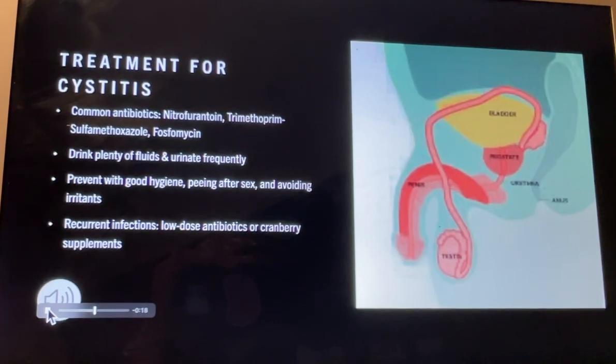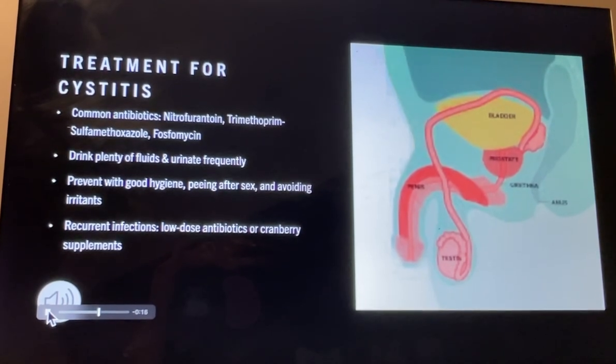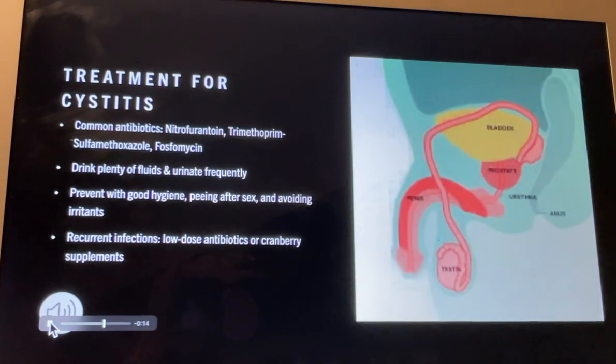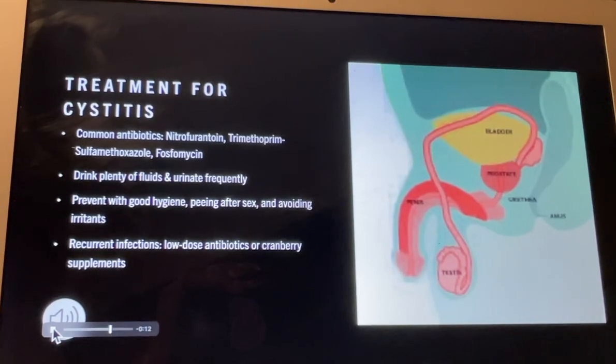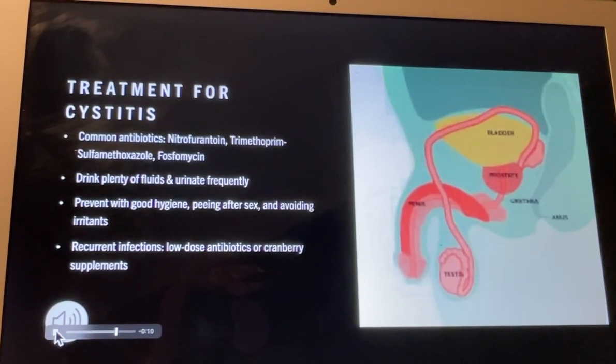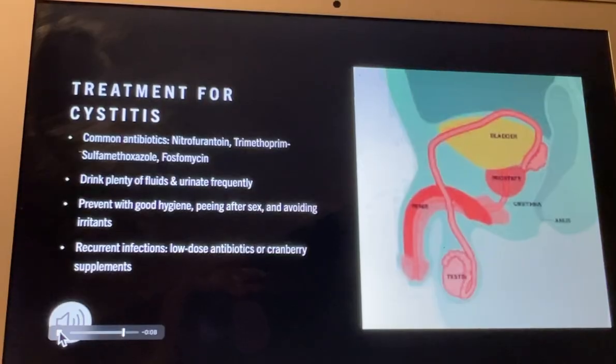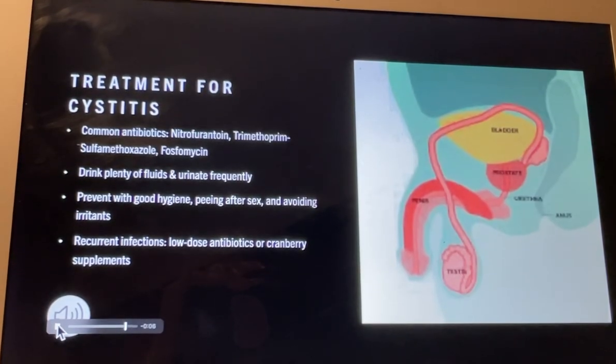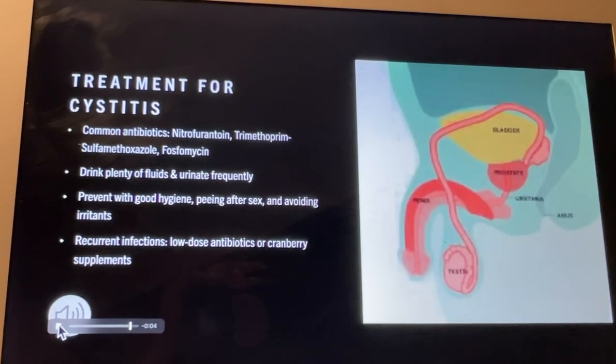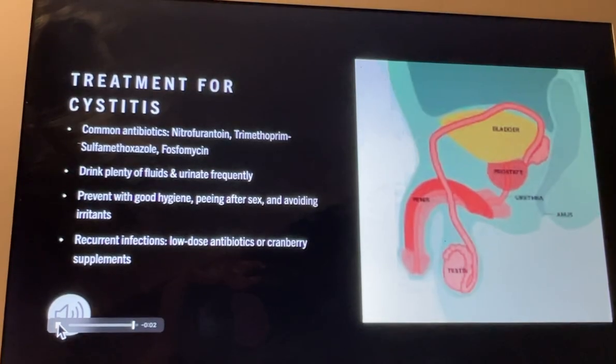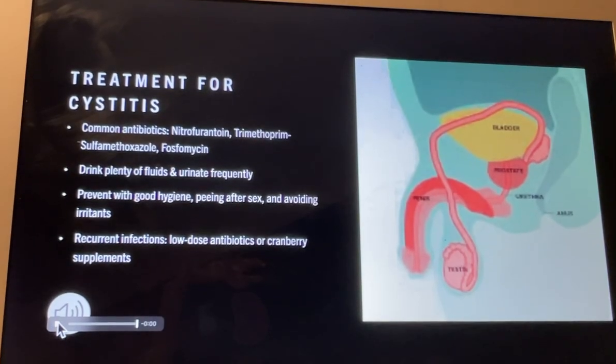Prevention is just as important. Key strategies include maintaining good hygiene, staying well hydrated, urinating after sexual activity, and avoiding irritants like harsh soaps and douches. For individuals with frequent infections, healthcare providers may recommend low-dose antibiotics for prevention or suggest cranberry supplements.